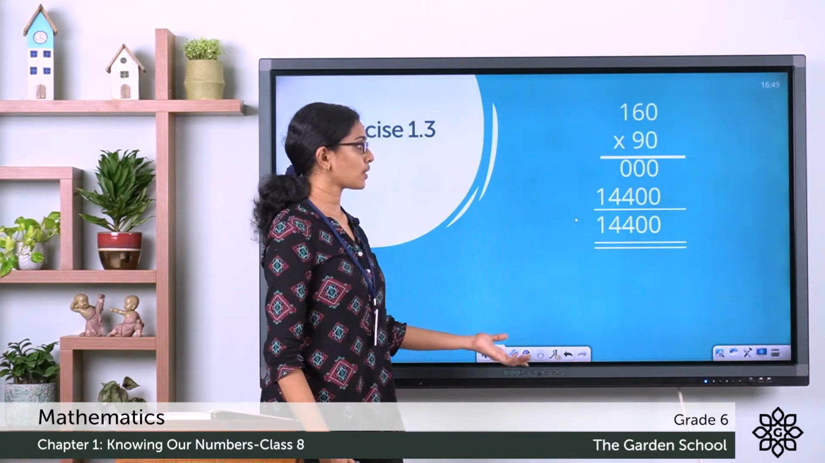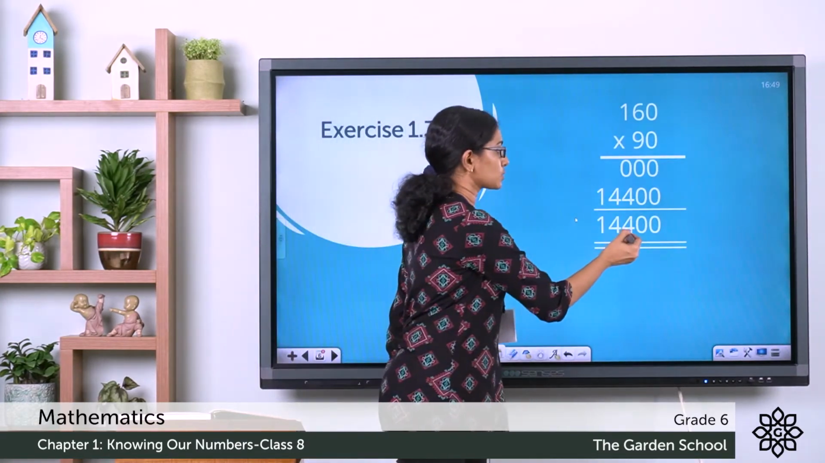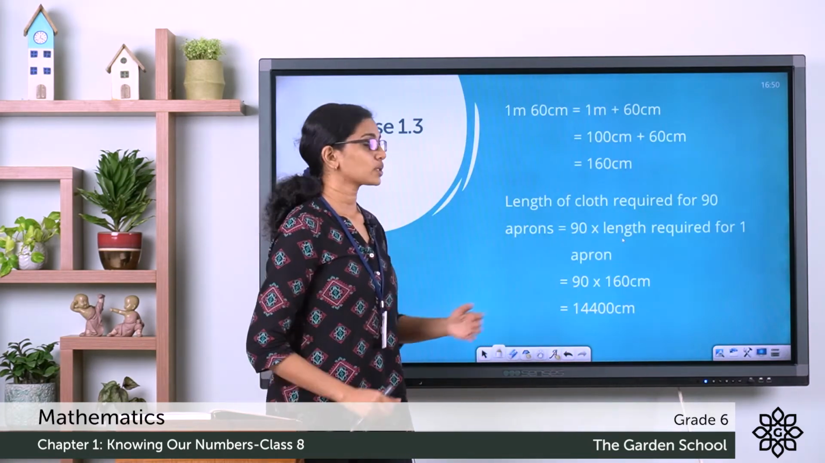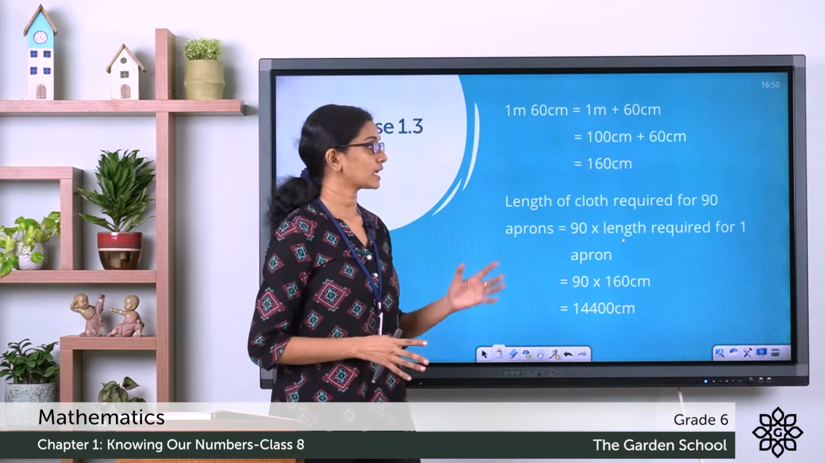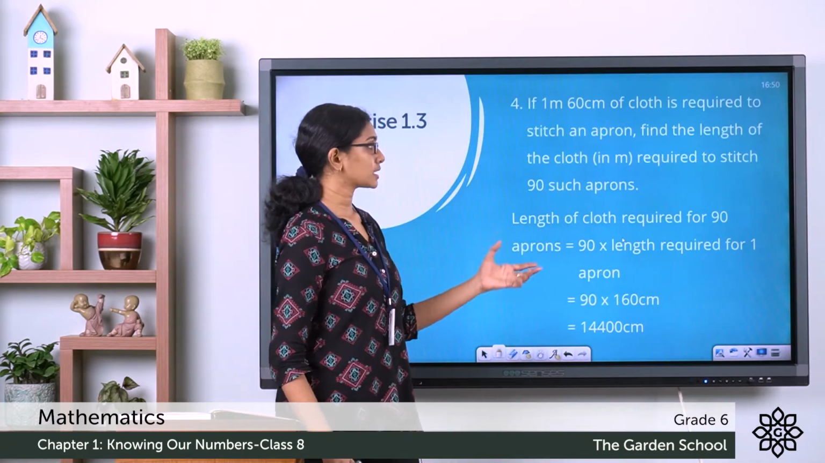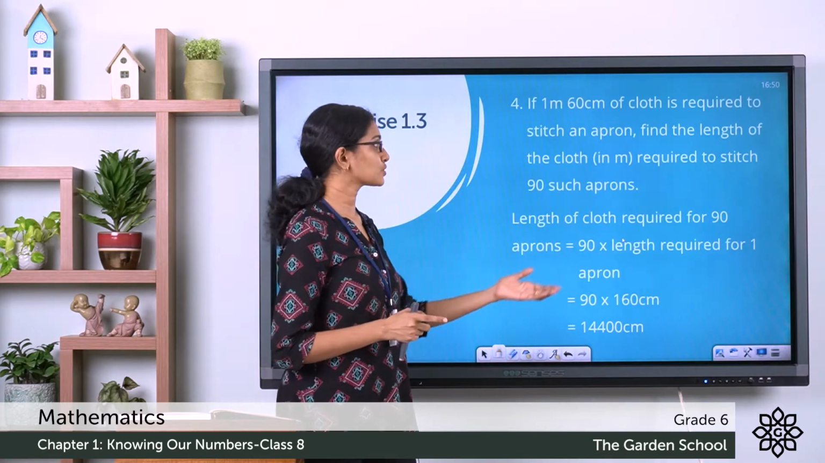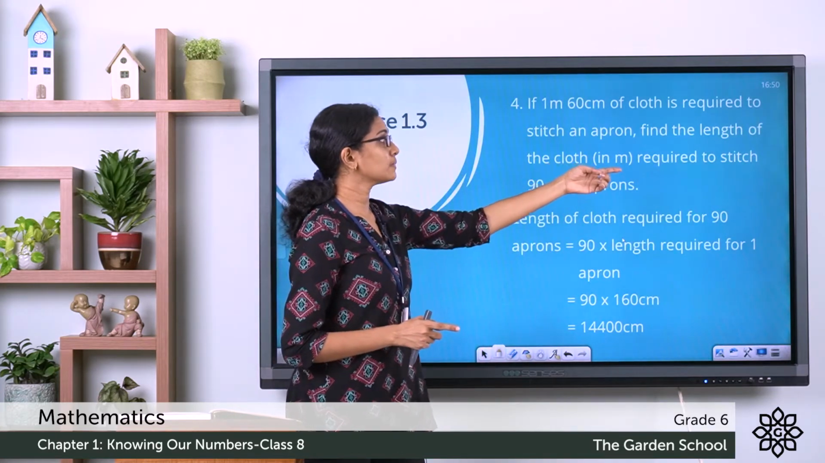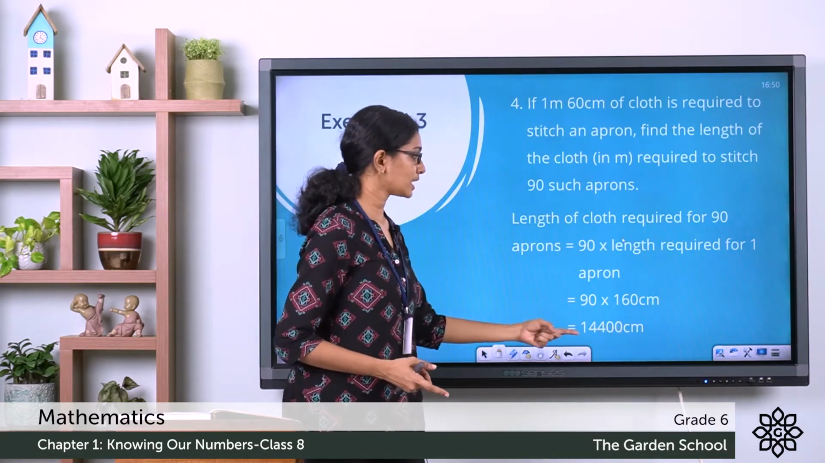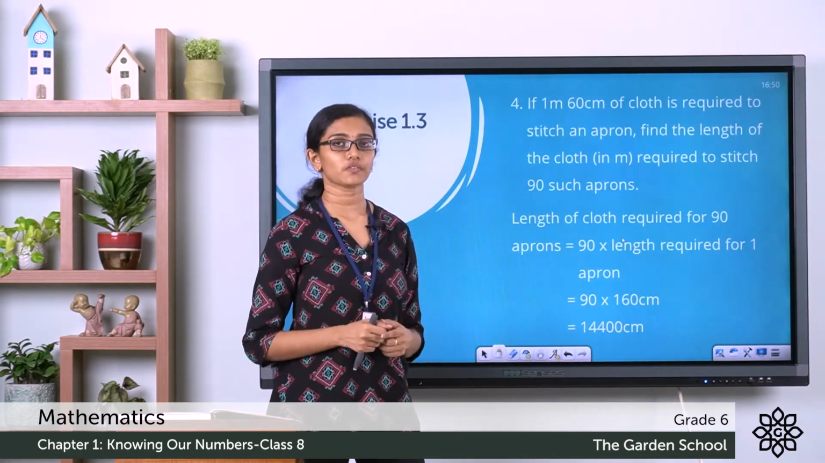So, what is the product? It is 14,400. This is the length of cloth required to make 90 aprons, and this is in centimeters. In the question, they have specifically asked you to find the length of the cloth in meters. So, what you have to do? You have to convert this length in centimeters in terms of meters.